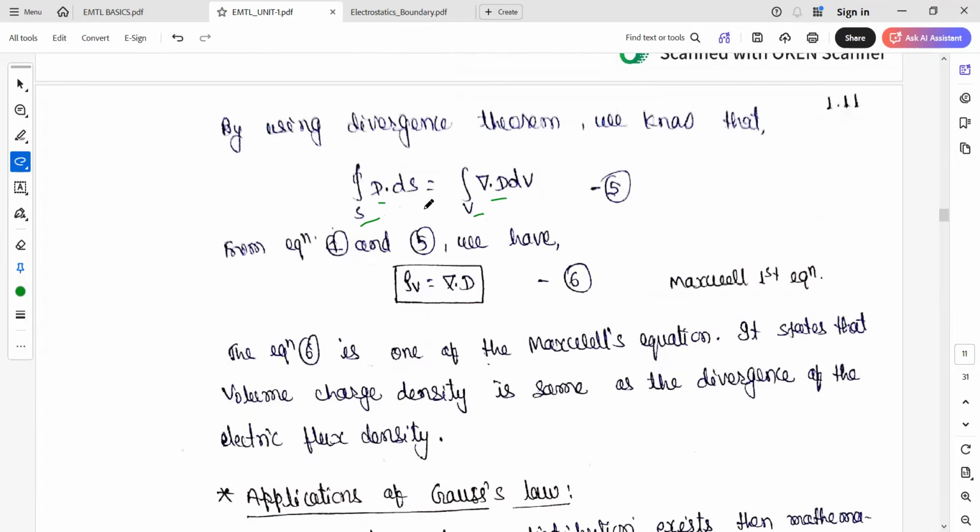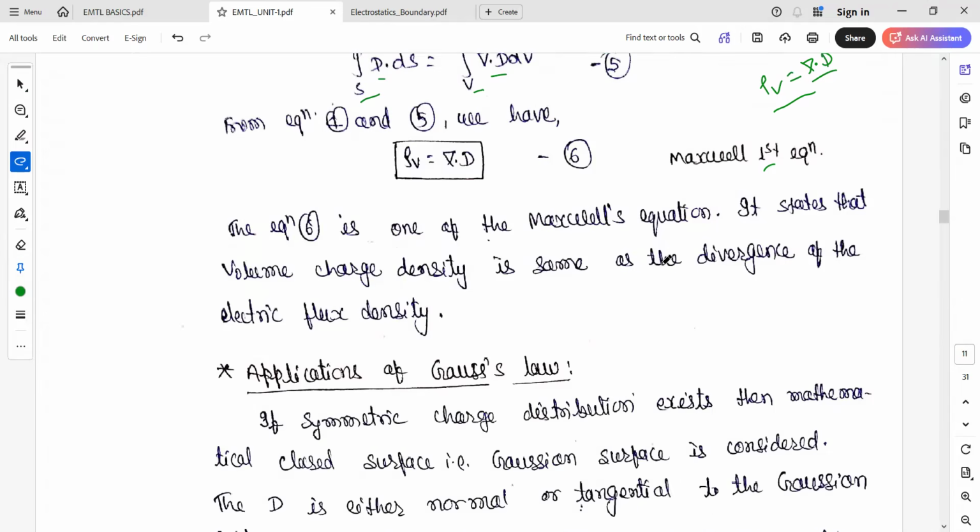So if you compare with the previous equation, we have rho_v equal to del dot D. If they ask you to derive Maxwell's first equation, Gauss law is important there. Or if you have to prove Gauss law in point form, in that case also, Gauss law is very important. So this is the first one, del dot D equal to rho_v; this is all you need to remember. Rho_v equal to del dot D is Maxwell's first equation.